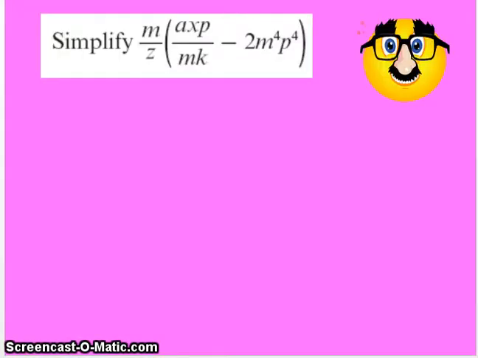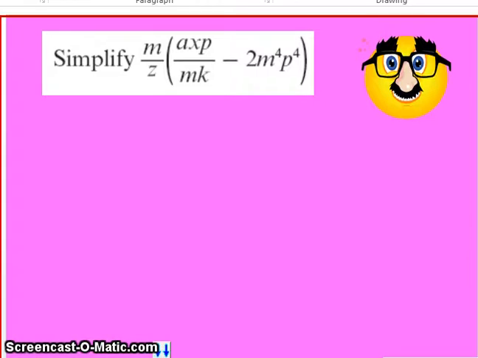Alright, here's our next example. A few more variables here. This again needs to go in your notebook. So we want to simplify m over z times (axp over mk minus 2m to the fourth p to the fourth). Okay, so remember, we definitely are going to have to distribute.